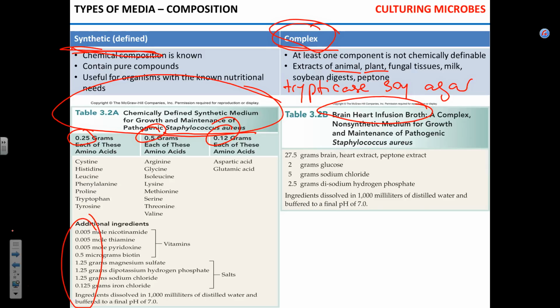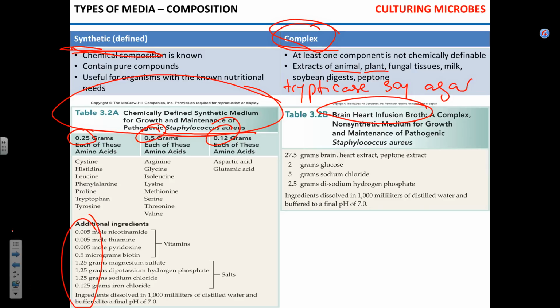Yes? So does complex mean that it's an inaccurate lab report then? Say again? Like if you're doing this in a lab, would it make it less accurate? Would it make it inaccurate necessarily? I mean, it depends on what you're trying to observe from the microbes. Well, it depends on your aim, right?